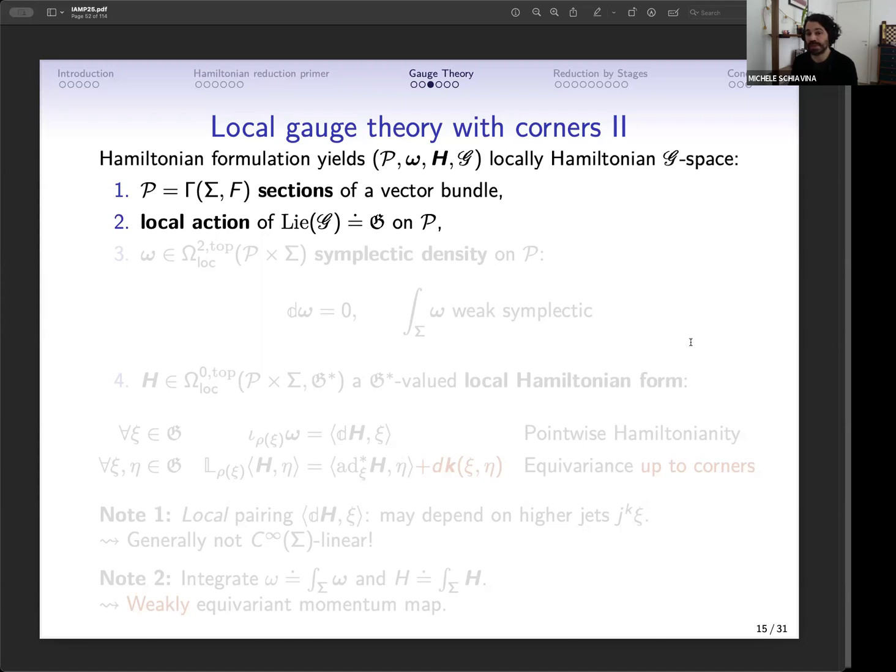In order to make this space symplectic, I do it by saying that I have a symplectic density. And the symplectic density is a closed two-form on this space of fields, whose integral is weakly non-degenerate, meaning that it's injective when you take its map to the cotangent. So this is, generally speaking, the best you can do in field theory. And there are many examples where this actually works.